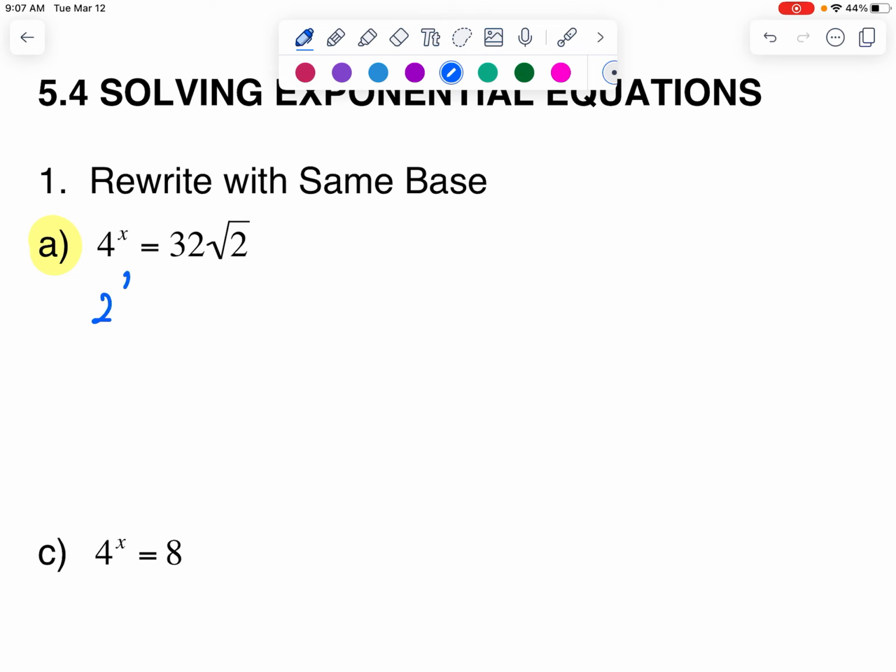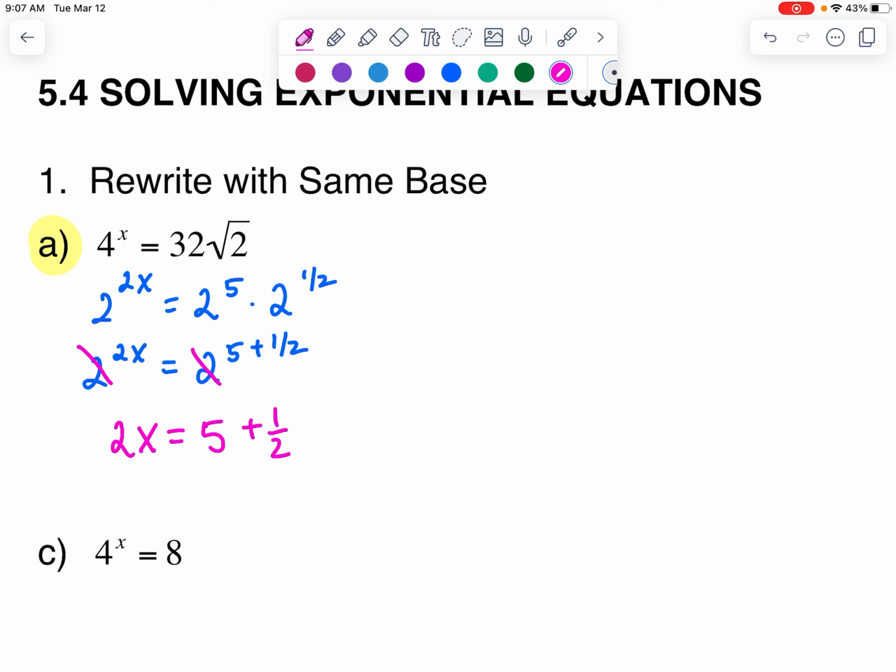So I get 2 to the 2x is equal to 2 to the 5th power times 2 to the 1/2 power. Right, and whenever we have multiplying, we go ahead and add. So I have 2 to the 2x on my left-hand side, 2 to the 5th plus my 1/2 power. We now see that my bases are all good to go. I can go ahead and cancel those guys out and bring down what is left.